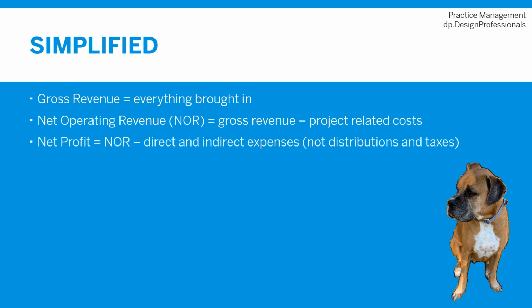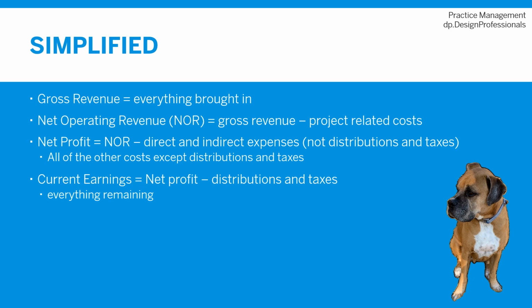Net profit is net operating revenue minus direct and indirect expenses, or basically all of the other costs except distributions and taxes. And finally, current earnings is net profit minus distributions and taxes, or basically everything actually earned after paying off all of the costs. So now you can see why the order of this list is important. For each level, we are basically deducting a little more away from the previous term. And gross revenue is everything brought in, and current earnings is everything remaining.